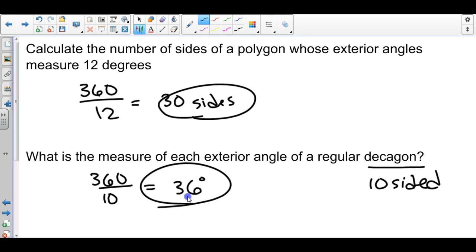And again, those last couple of problems, we're just dealing with exterior angles, so that's just the new stuff. And that is all the material that you would need to know about interior and exterior angles.